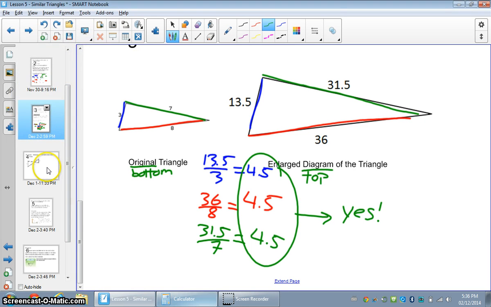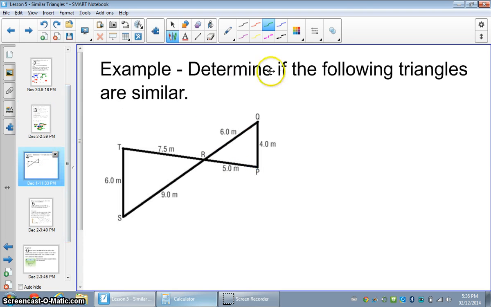All right, so another example could look like this one here. Determine if the following triangles are similar. So again, we're not told which one's the diagram, which one's the original. So you can pick which one's on top, which one's on bottom. It's usually a good idea to have the larger numbers on top, the smaller numbers on the bottom. So that's what I'll do. I'll say this triangle's on top, this triangle's on the bottom.